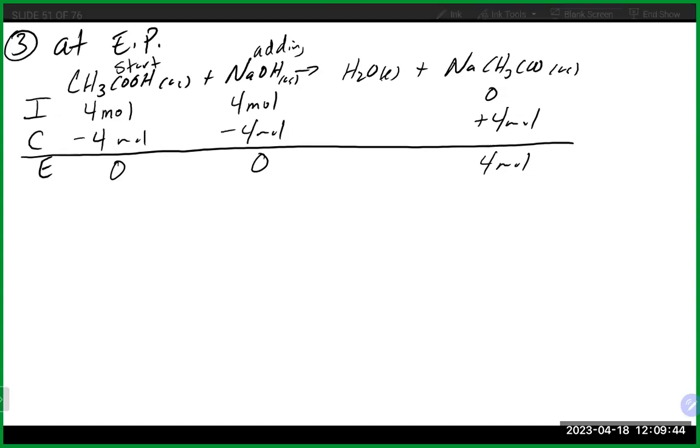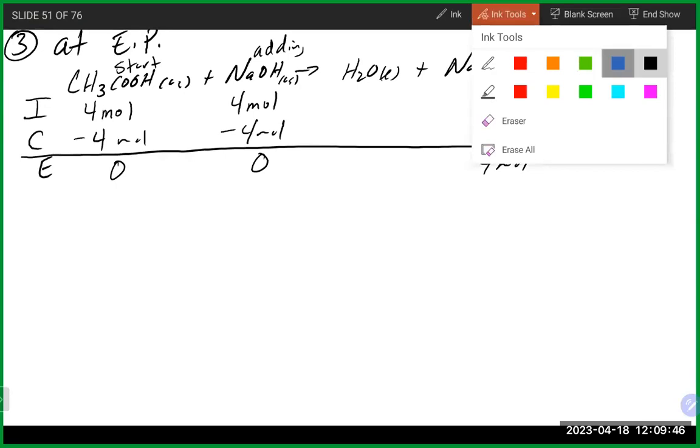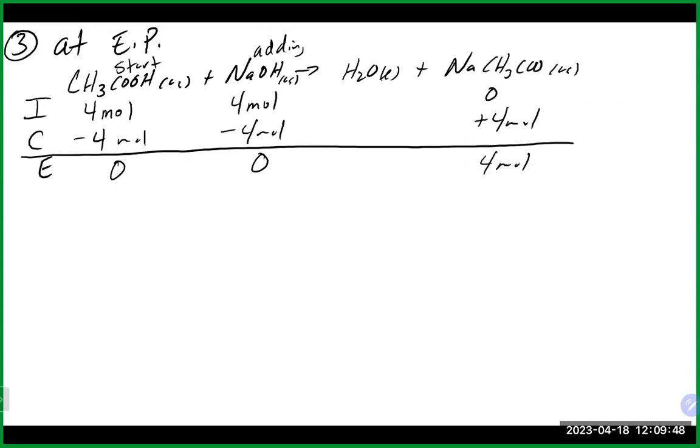So we're going to again add up the amount of acid we started with plus the amount of base we added, convert it to liters, and convert this back into molarity. Any questions on that ice table?